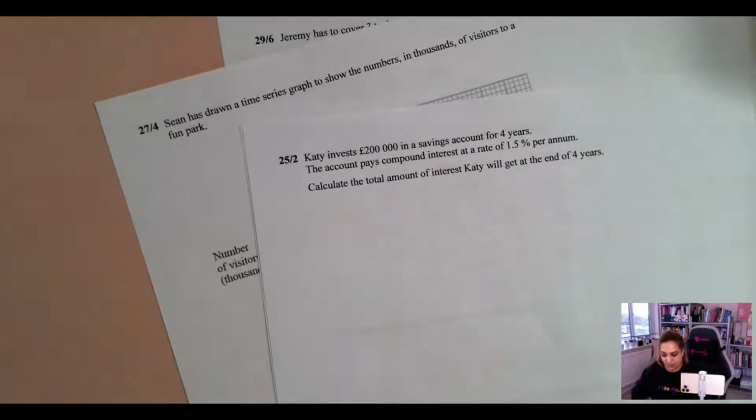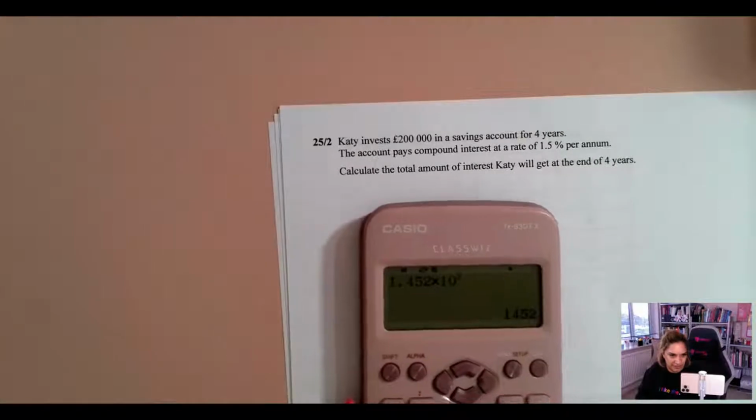Okay. Next question. Right, so this is a compound interest question. This is where the percentage button on your calculator becomes really useful. It is very unlikely that you will ever get something like this on a non-calculator paper, and it's also very easy to do on your calculator paper.